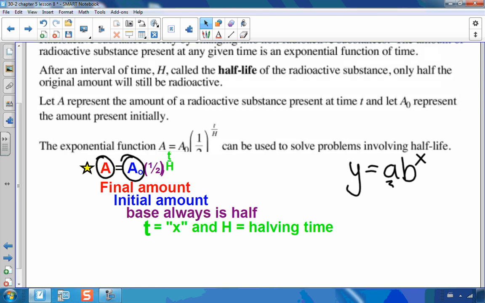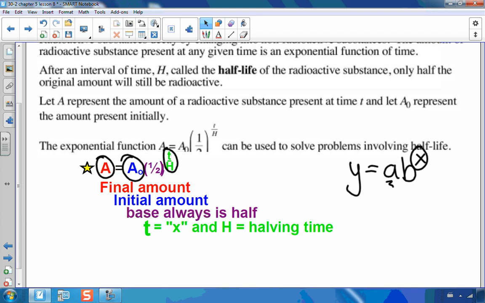The base here is always going to be half because it's half-life. The difference between these two formulas is the exponent. T over h is the same as x. The reason we have a fraction there is because half-life is how many times it's cutting in half. So let's say my half-life was 4 days. That means it takes 4 days to cut my quantity in half.